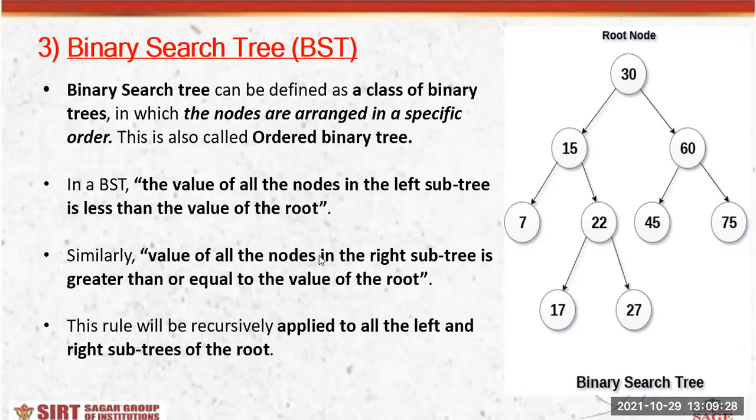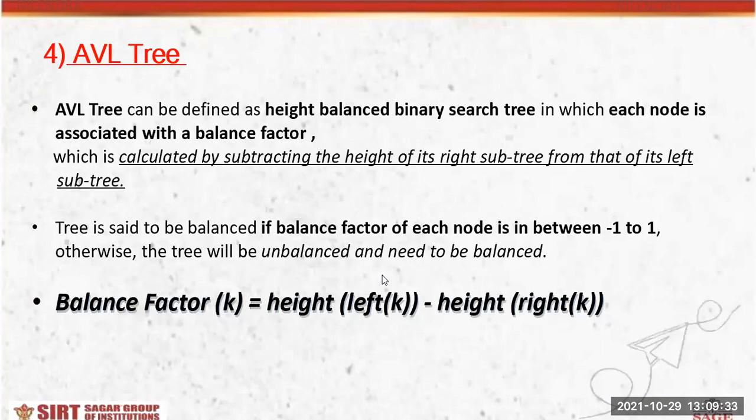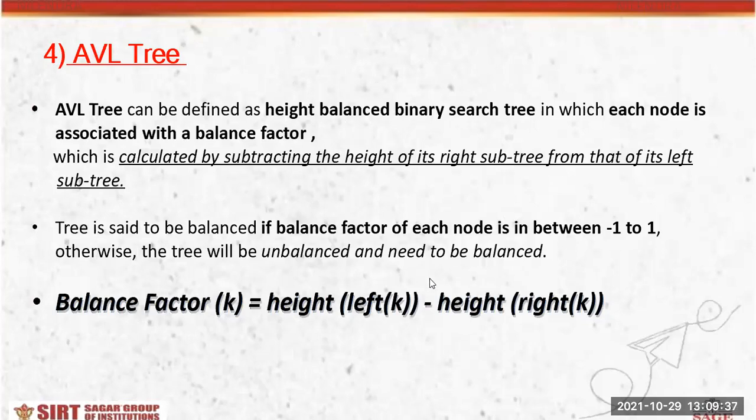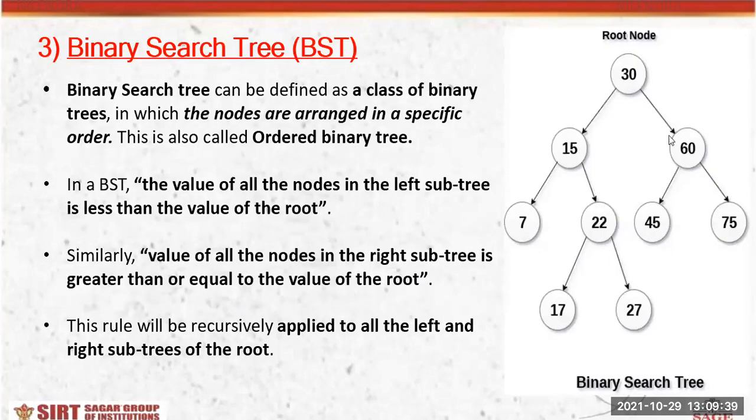It will go on the left side. Similarly, the value of all the nodes in the right subtree is greater than or equal to the root node. So you can see 30 is less than 60. So it will go on the right side of the tree.